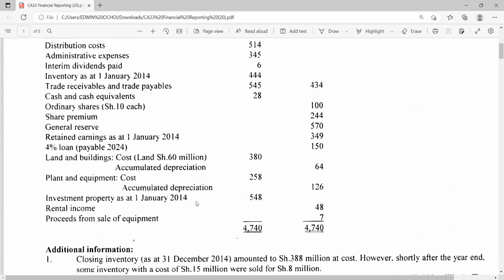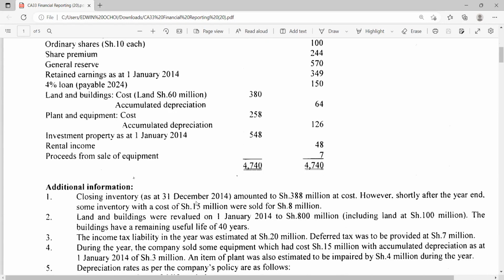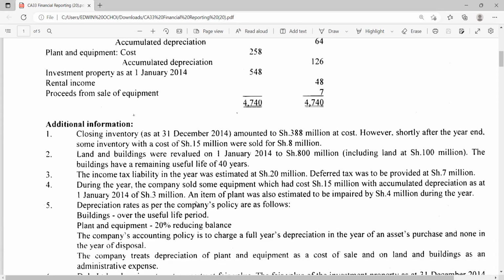We have accumulated depreciation at 64, plant and equipment cost being 258, accumulated depreciation 126. Investment property as at 1st January 2014 is given at 548. Rental income 48. Proceeds from sale of equipment at 7.